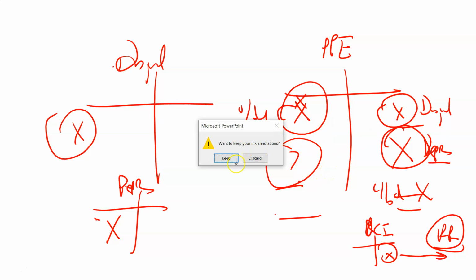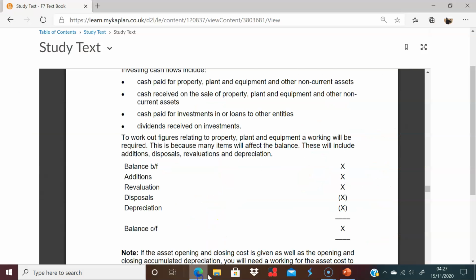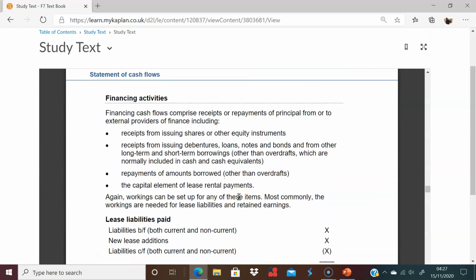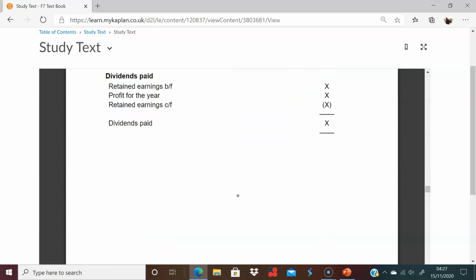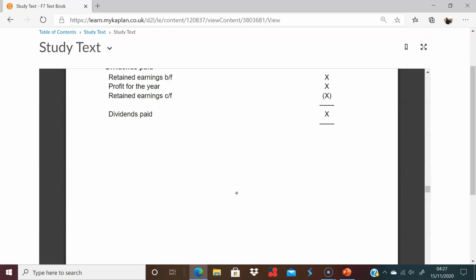I've done 16 minutes. That's too long. So let's quickly finish that part of the syllabus. And then financing, of course, is literally just doing exactly the same thing. Carried down, brought down, carried down, brought down, and you arrive at the answer. So in the next video, we'll look at the first TYU. Okay.